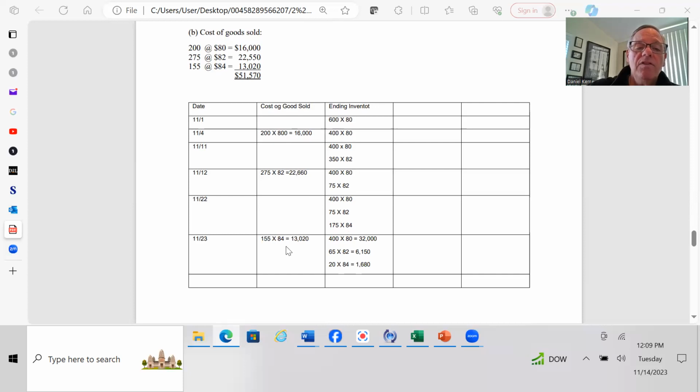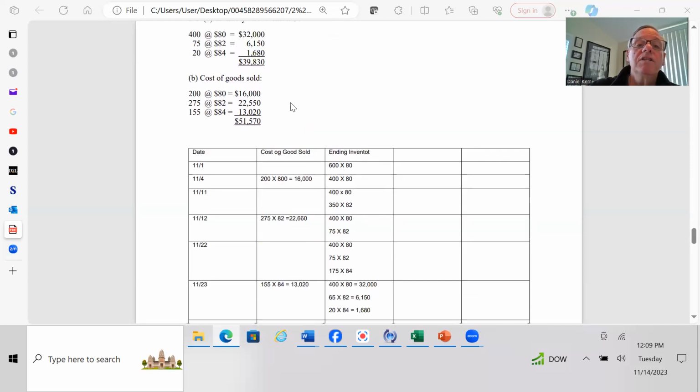And then on the 23rd of November, you sold 155 units, but those 155 units have to come out of the most recent purchase. So that gives you this amount here. And now I notice I extended all my inventory here. So my ending inventory is made up of all these costs, 32, the 6150, 1680, which gives me 39,830.